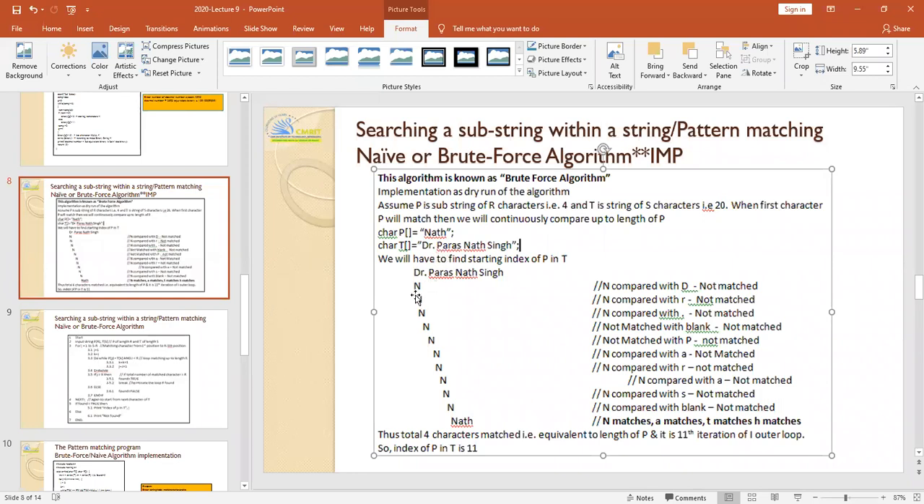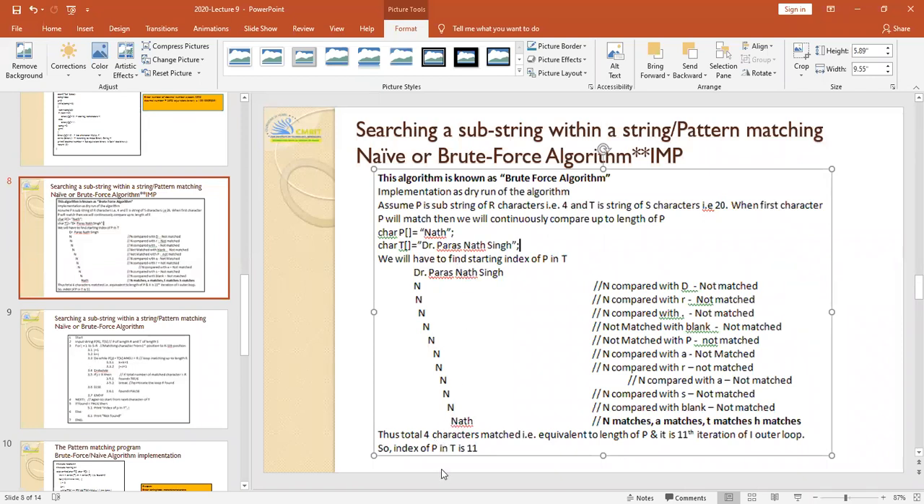That's why I'm telling you. What is the first character in the pattern? It is N. N is matched with D. No. So N is matched with the second character, third character, fourth character. Finally, when you come to the nth character, see here, N and N both match. Now the pattern pointer will be incremented by one position. What is the second character? A. A should match with A.